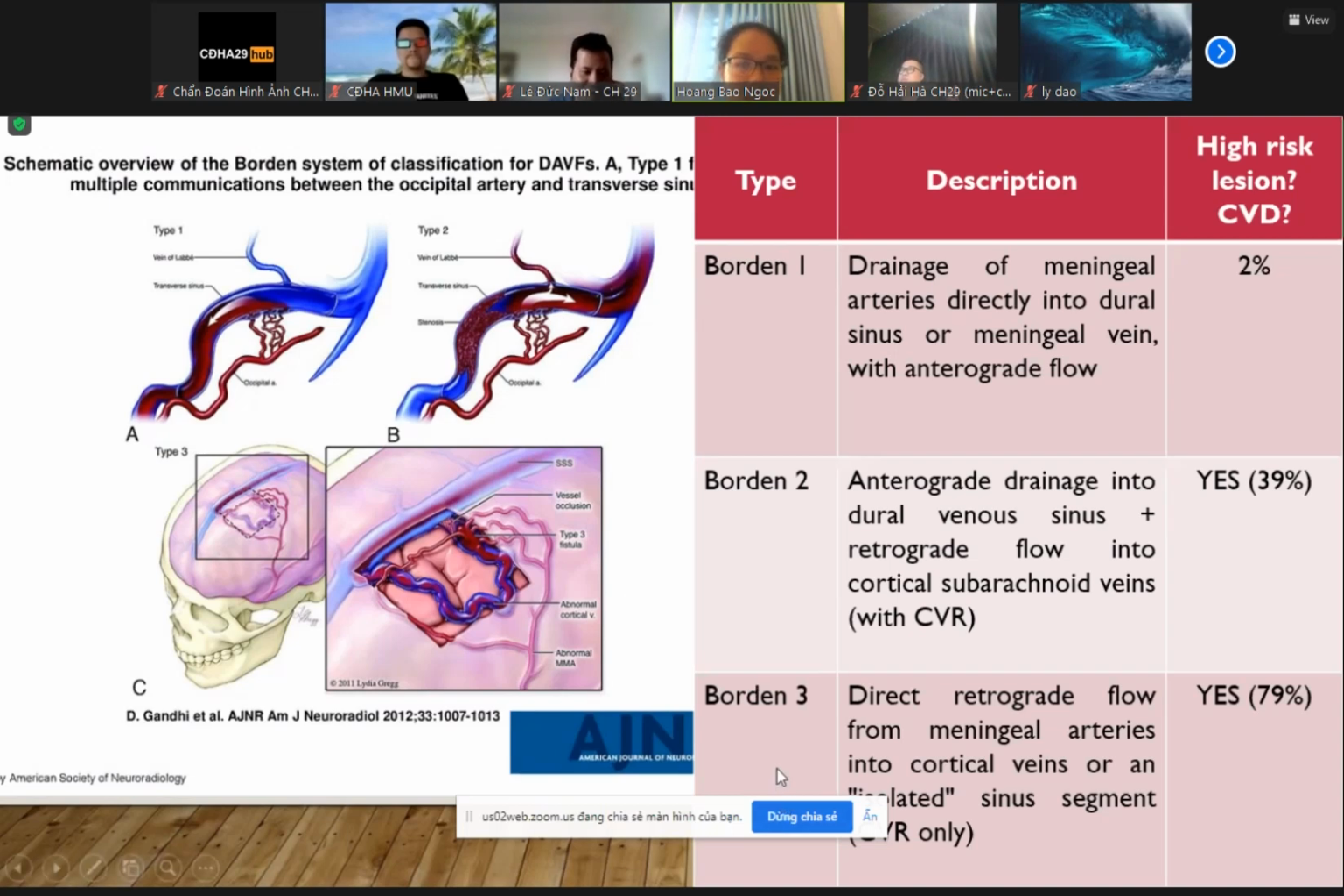Lastly, in Borden type 3, there is a direct retrograde flow from meningeal arteries into cortical veins or an isolated sinus segment. And almost 80% of patients in this group have aggressive lesions.